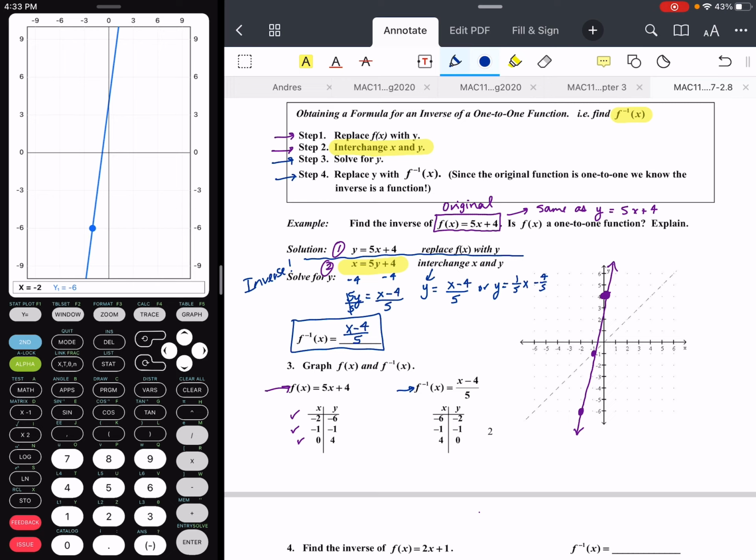In my original, I had -2, -6. That becomes -6, -2. -1, -1 will stay. And then 0, 4 becomes 4, 0. So let's plot these 3 points. -6 and -2 right there. -1, -1, just plotting that on top. And then 4, 0. All right, so there's my inverse.